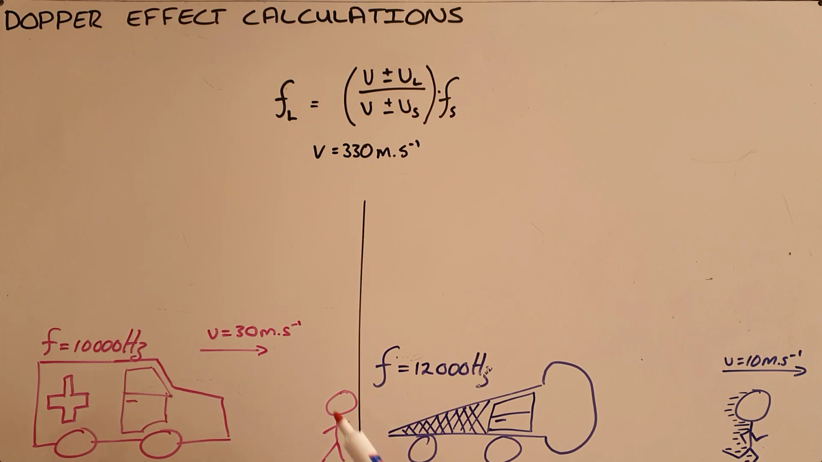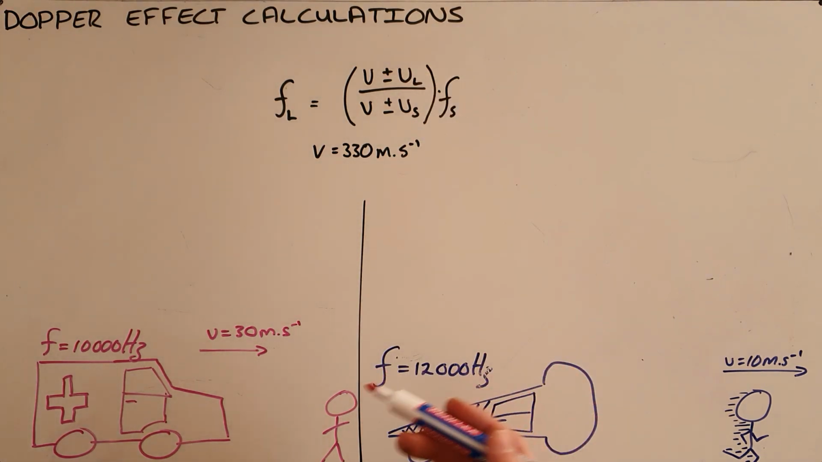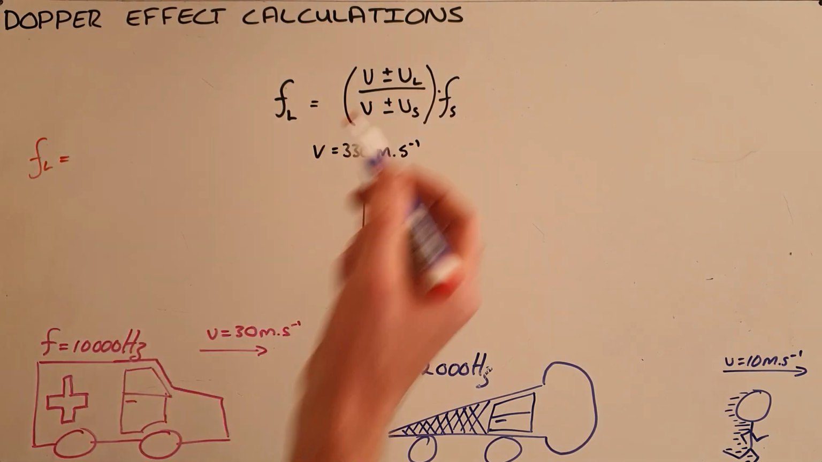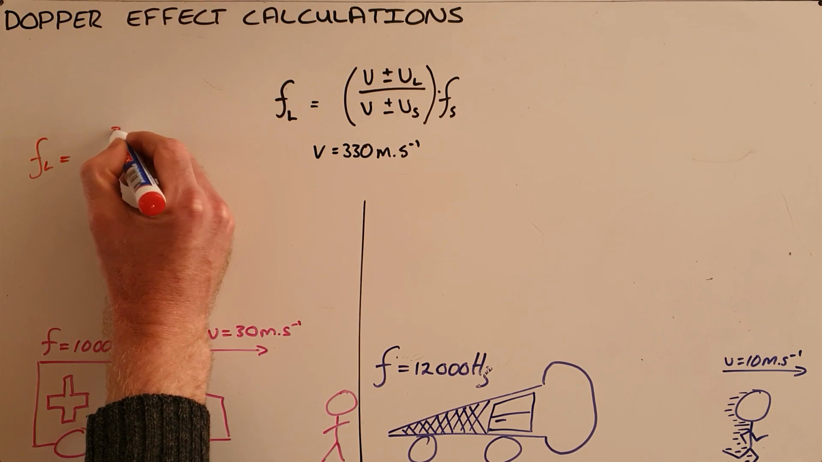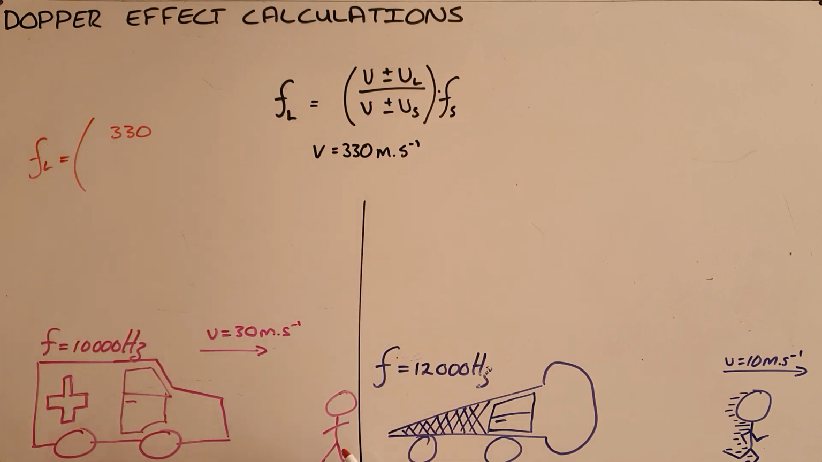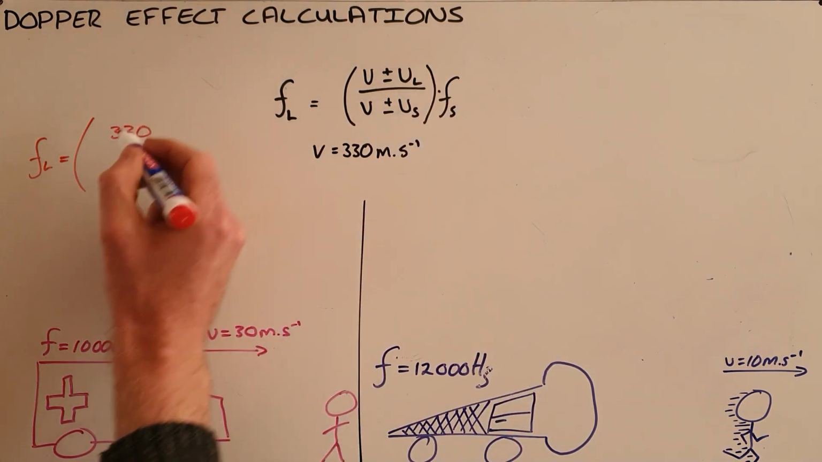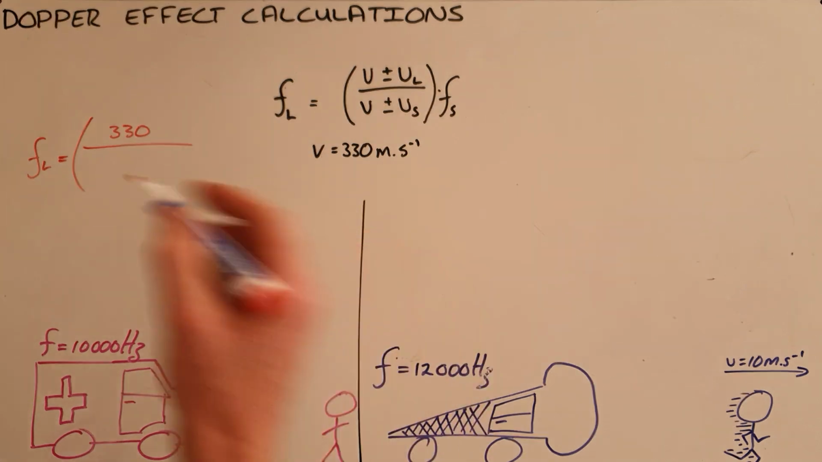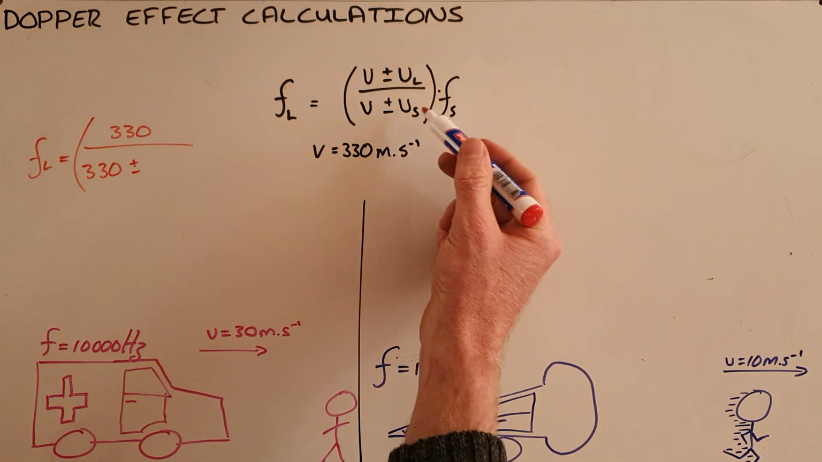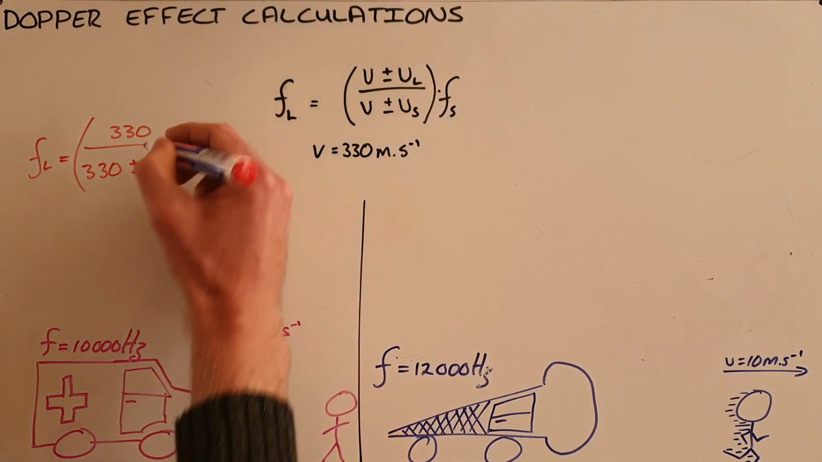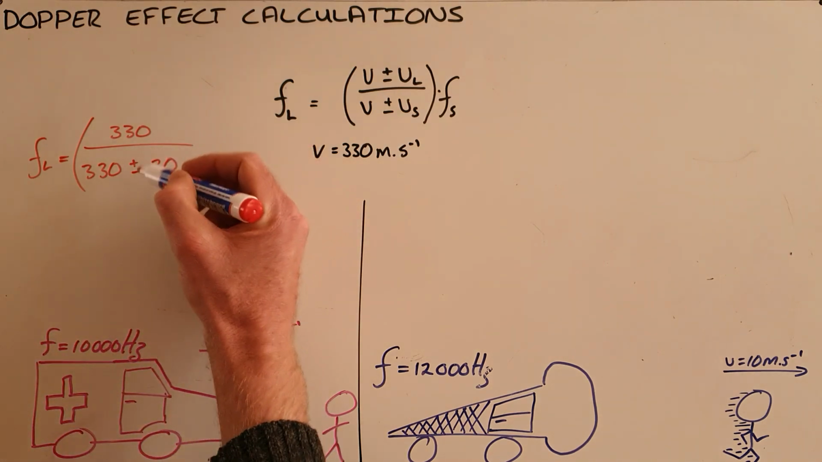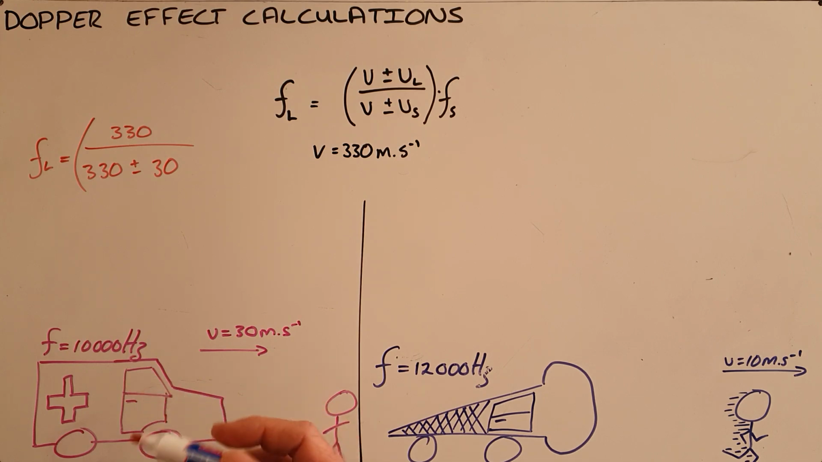So immediately we can see that the observer or the listener is going to be stationary, so we can say our observed frequency is going to be equal to the speed of sound in air, which is usually given around 330 meters per second. And obviously the observer's velocity in this case is 0, so we can leave that out. We are now left with 330 plus or minus the velocity of the source, which we have been told is 30 meters per second. Now, the only complicated part here is to determine whether this is a plus or minus.